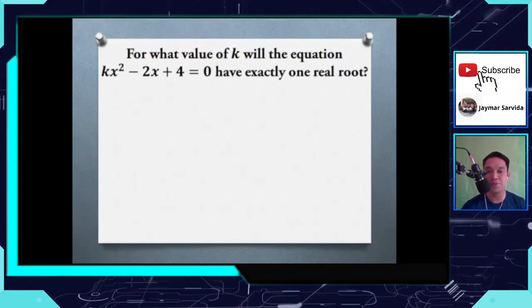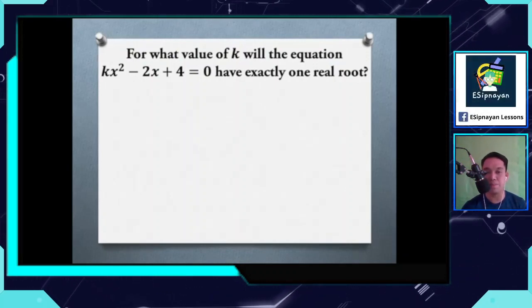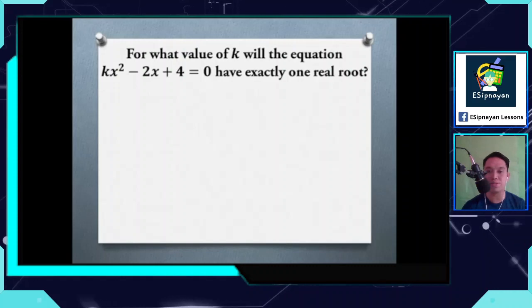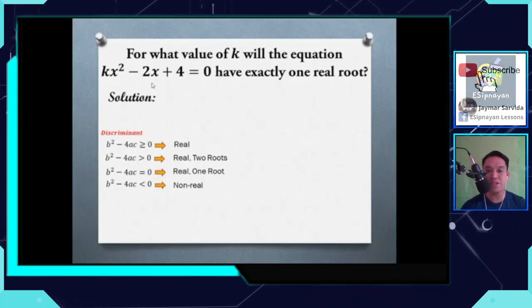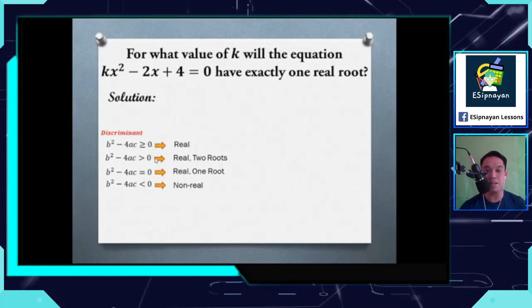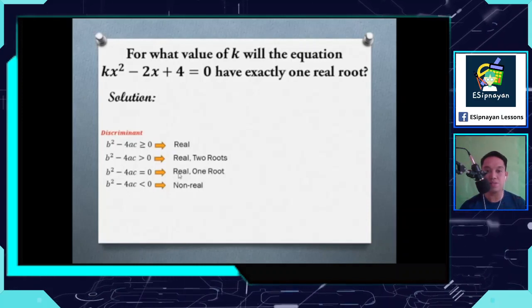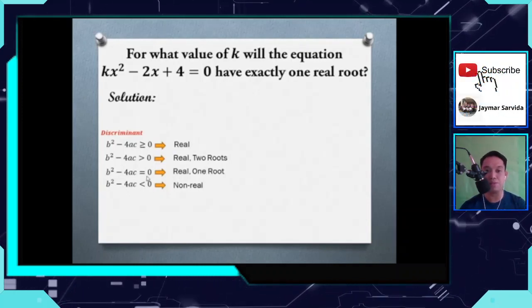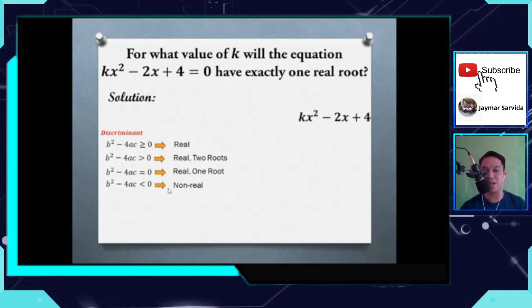Okay, so example number 2, for what value of k will the equation kx squared minus 2x plus 4 equals 0 have exactly one real root? Okay, so the nature of the roots of a quadratic equation depends upon the value of the discriminant, which is b squared minus 4ac. It is real if it is greater than or equal to 0. It is real with two roots if it is greater than 0, and it is real with one root if it is equal to 0, and it is non-real if less than 0.